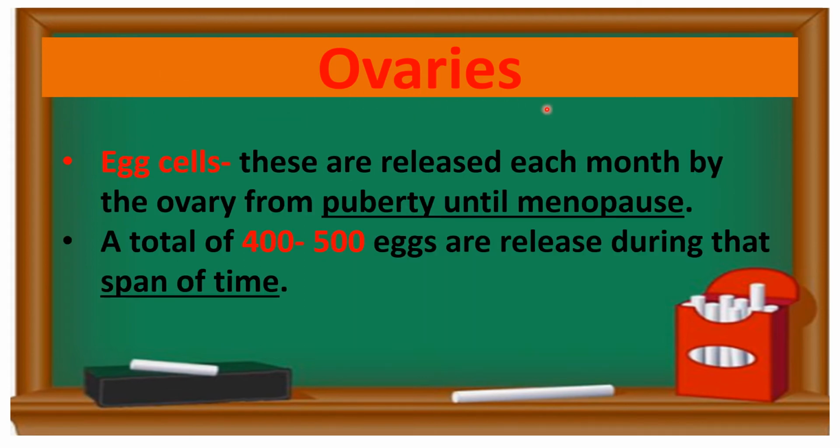So your ovaries produce egg cells. So egg cells, these are released each month by the ovary from puberty until your menopausal stage. And a total of 400 to 500 eggs are released during that span of time. When you say span of time, it refers to the time wherein you're in your puberty until your menopausal stage.